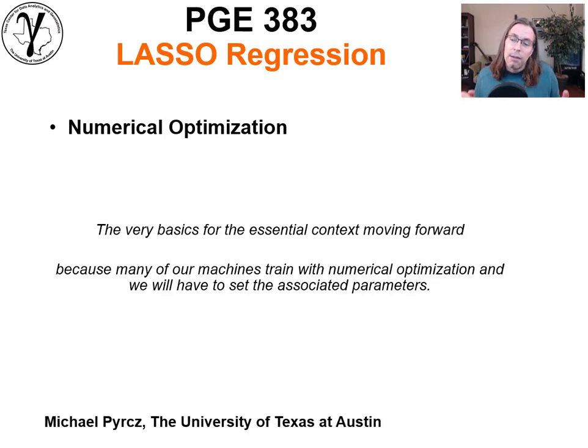Now, this is going to be a very basic coverage of this essential topic. We're just providing some context to be able to move forward. Why? Because many of our machines that we will encounter in this course will use numerical optimization to train the model parameters. And we will have specific parameters associated with this numerical optimization, such as momentum and step size or learning rate, that we should understand. And so I want to introduce it in a very simple, accessible manner. There's plenty of stuff we don't have time to get into. So I apologize, this will be somewhat cursory.